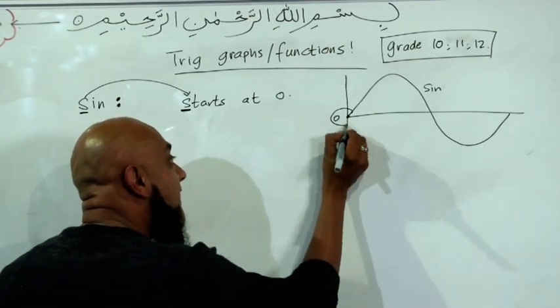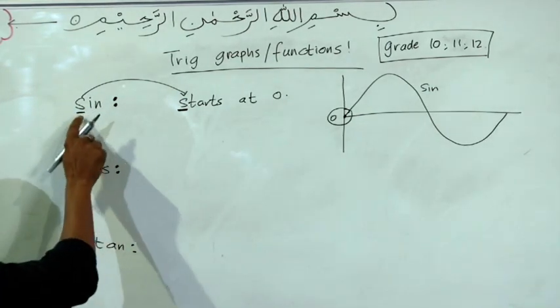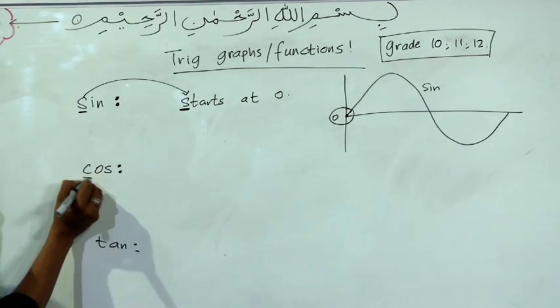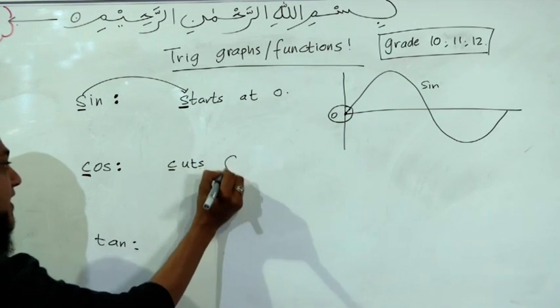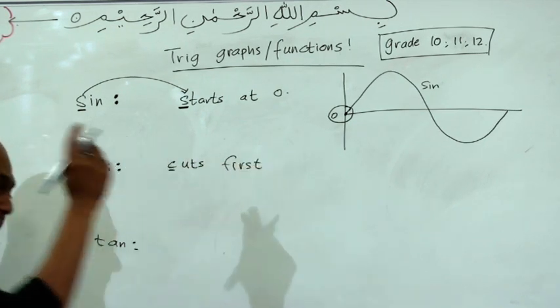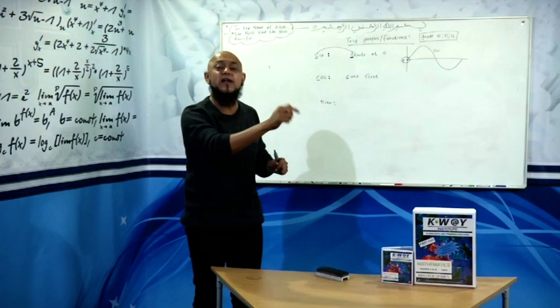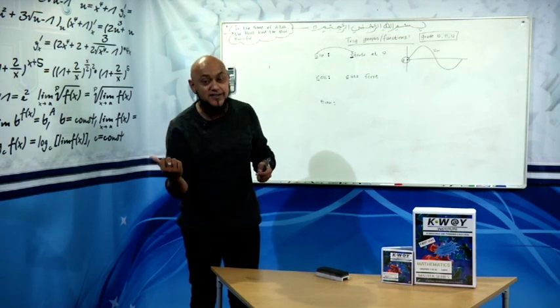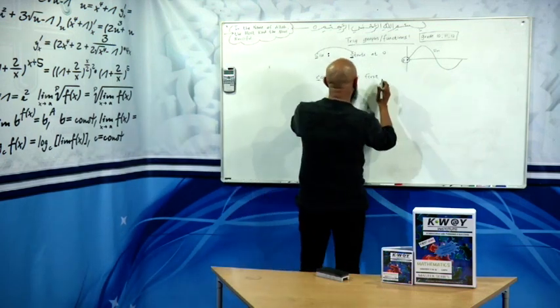Why is it a sine graph? Because it starts at 0. So S, sine, starts at 0. C for cos, cuts first. If you notice that the graph is cutting first, meaning starting from the amplitude, starting from the height and cutting first, then you know that that's not a sine graph. Why? Because a sine graph starts at 0, a cos graph cuts first. So now we're going to say C, cos, cuts first.